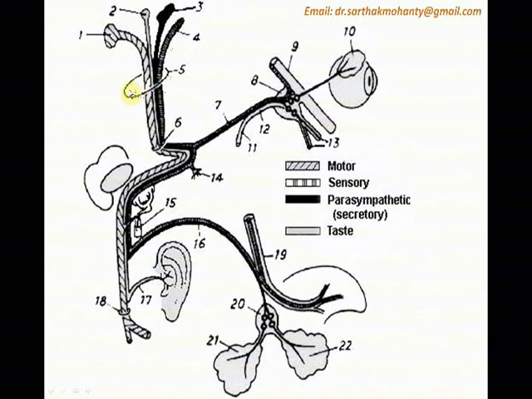So this is the internal acoustic meatus. This is the facial canal. Here starts the facial canal. This is the genu and here is the stylomastoid foramen. So it enters the internal acoustic meatus, then it enters the facial canal, takes a sharp turn, forms an external genu and emerges at the stylomastoid foramen.